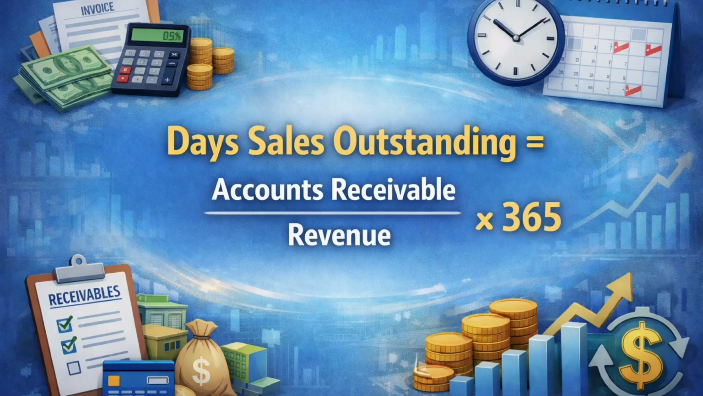The second component of the cash conversion cycle is the days sales outstanding. How long does it take to actually receive cash after a sale? This is calculated by taking accounts receivable divided by revenue times the period you're measuring, in this case a year, or 365. Let's translate that. How much money do customers or platforms owe you compared to how much you sell, converted into days?